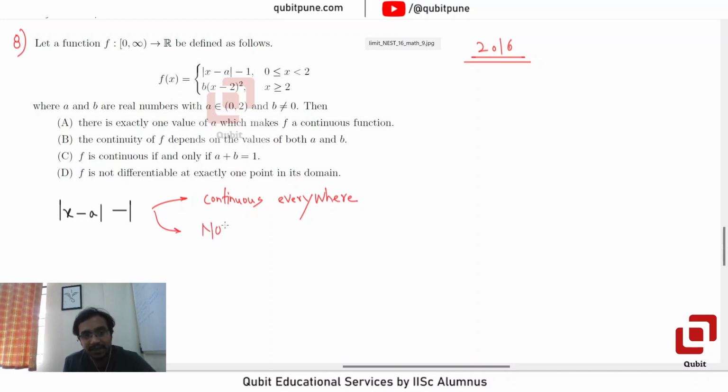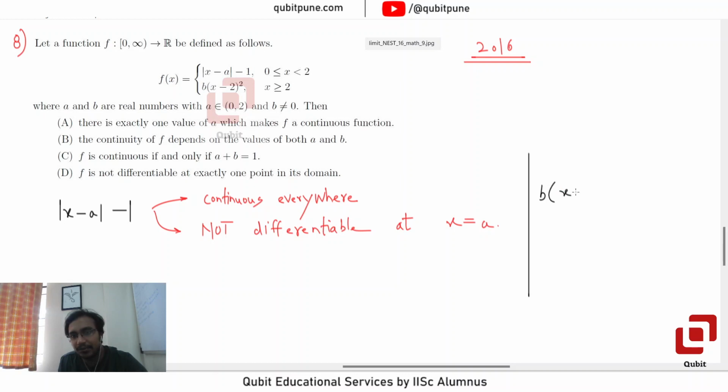No. Where will it not be differentiable? Any guesses? At x equal to a it won't be differentiable because it will have a corner there. Okay, not differentiable at x equal to a. How about the function b into x minus 2 square? That's a polynomial function. So without any hesitation, we can say that it is continuous as well as differentiable.